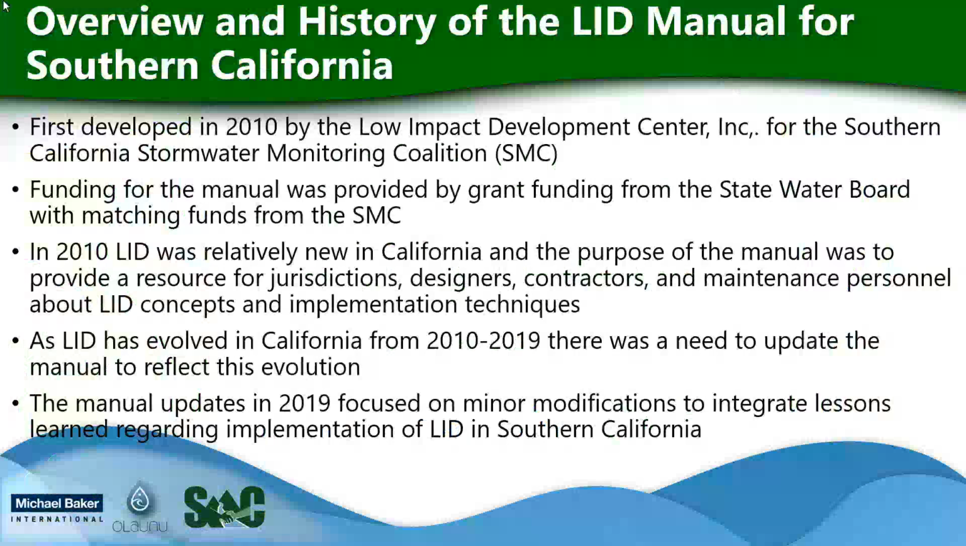A bit of overview and history of the LID manual for Southern California. The manual was first developed in 2010 by the Low Impact Development Center for the Southern California Stormwater Monitoring Coalition. Funding for the manual was provided by grant funding, a Prop 40 State Water Board grant with matching funds from the SMC. In 2010, LID was relatively new in California, and the purpose of the manual was to provide a resource for jurisdictions, designers, contractors, and maintenance personnel about LID concepts and implementation techniques.